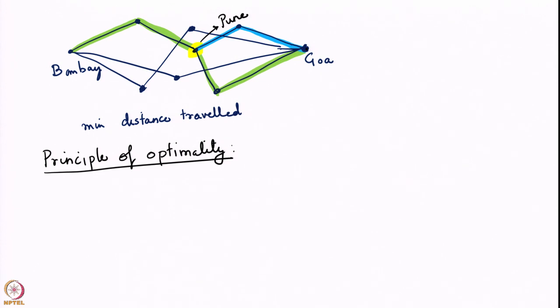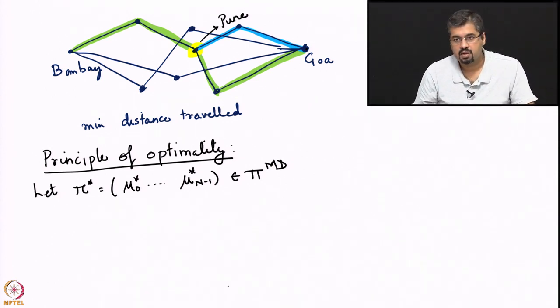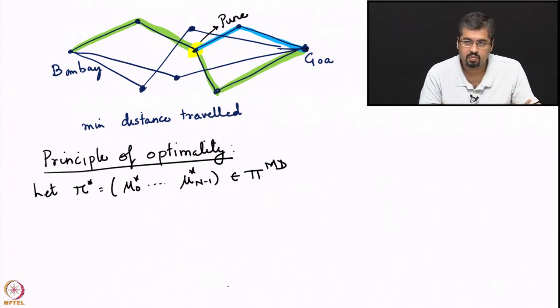Principle of optimality. What does it say? Well, let pi star be given by mu 0 star to mu n minus 1 star in capital Pi MD. So I am going to write out a principle of optimality for Markov deterministic policies. Okay. There is a similar principle of optimality for history dependent policies, we will come to that in a moment. So here I am writing out one for Markov deterministic policies. So pi star now is my optimal policy, okay, among the set of Markov deterministic policies.